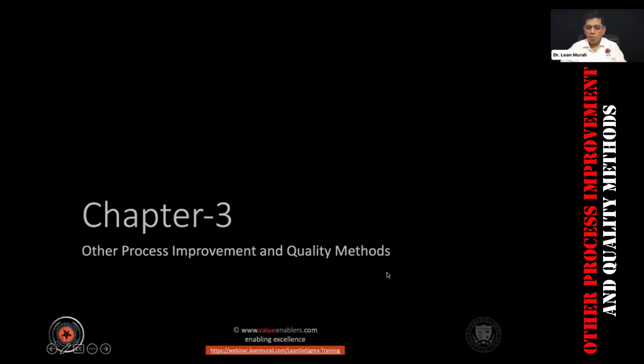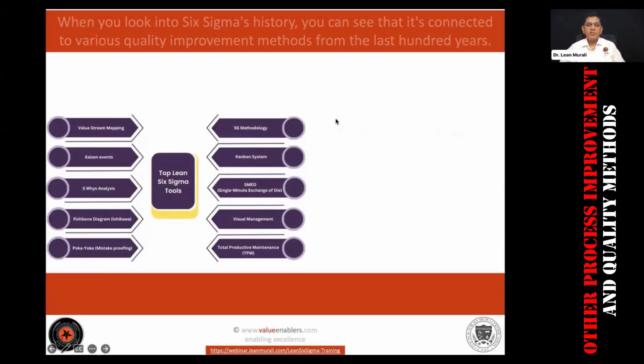What are the other quality improvement tools? Please type in the chat box. TQM, yes, TQM is there. ISO is okay, it's a standard. Quality improvement tools, okay. Other process improvement methods. Kaizen, Lean, Scrum, fantastic. Okay, thank you very much. Good participation. Okay, so if you see here, we are talking about Lean and Six Sigma.